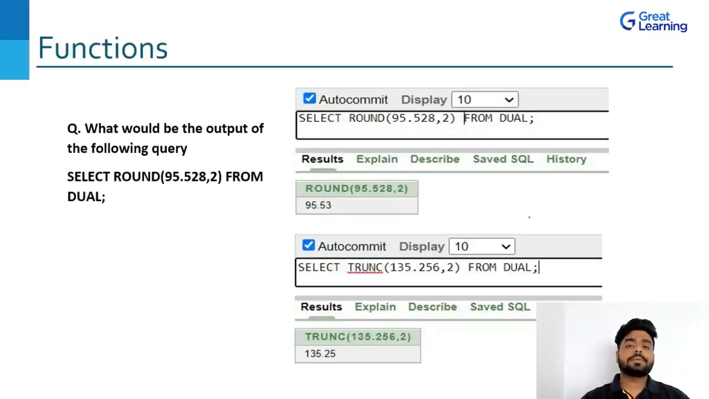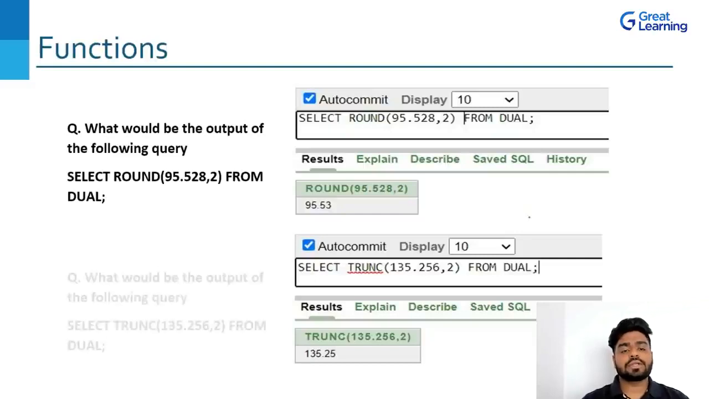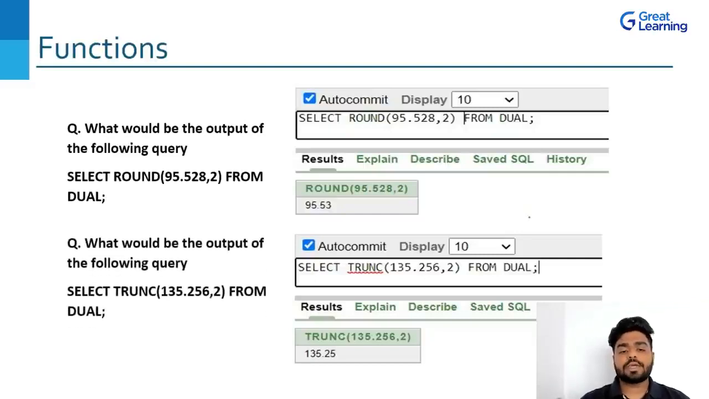Okay, now we are in our math functions. So have a look at what is happening. What would be the output of the following query? Select round(95.528, 2) from dual. 95.528 is a number on which I'm using the round method and I'm saying that it should round it to 2 decimal places. So 95.528 will become 95.53.